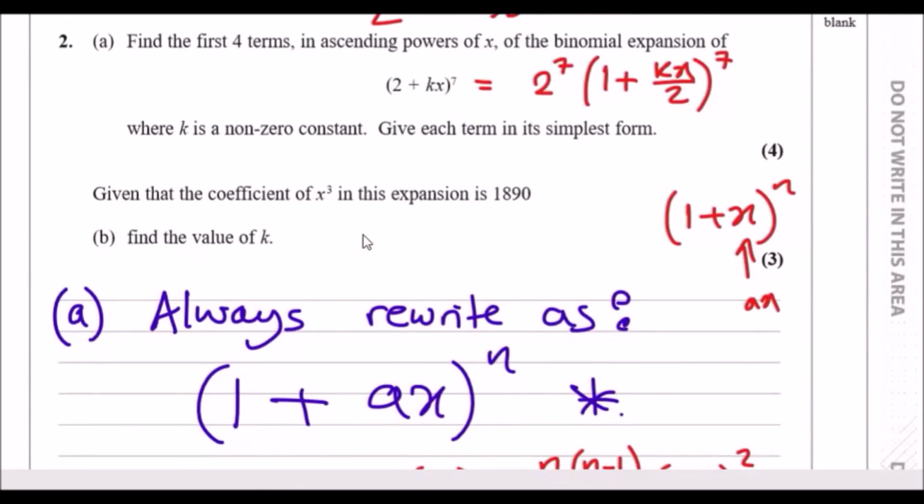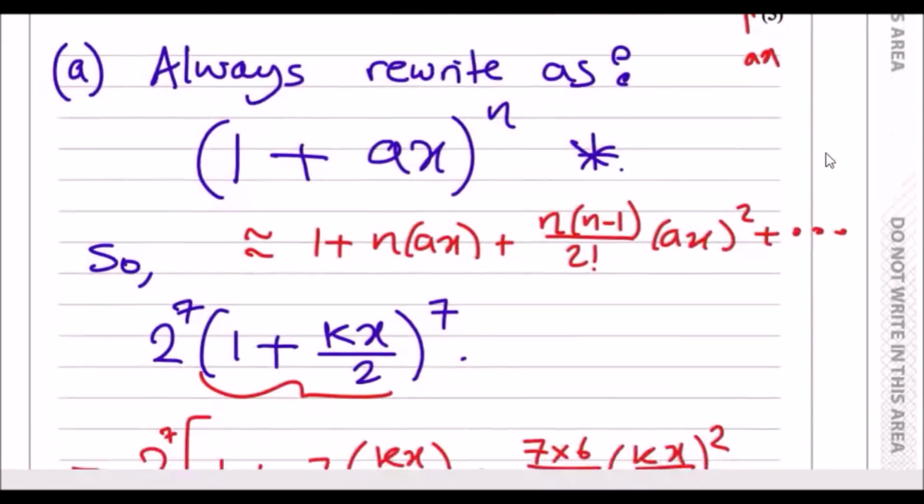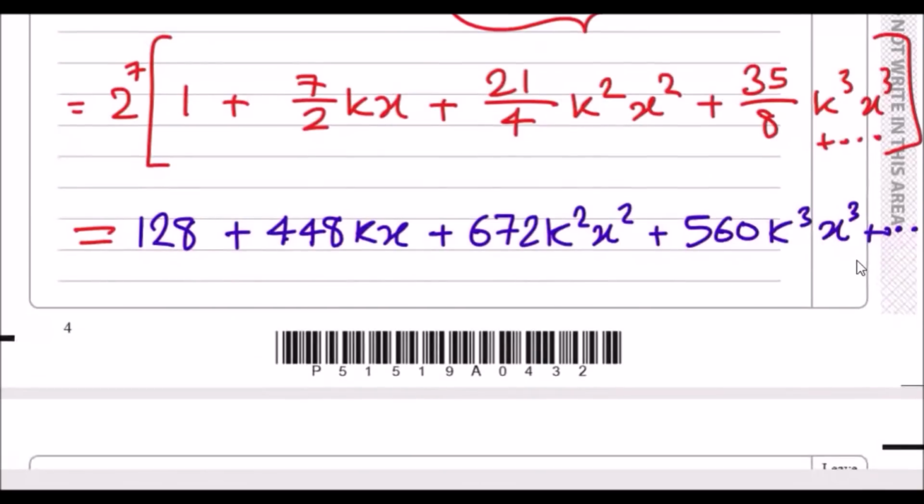So given that the coefficient of x cubed in this expansion is 1890, find the value of k. Now coefficient, guys, if you don't really know, is just literally the value in front of the x, or in this case x cubed. So if you look at this equation here, the coefficient of x cubed is 560k cubed. Coefficient just means the term in front of x cubed.